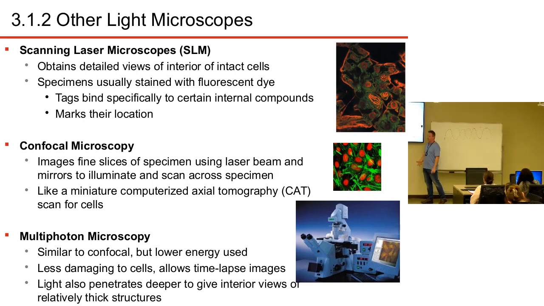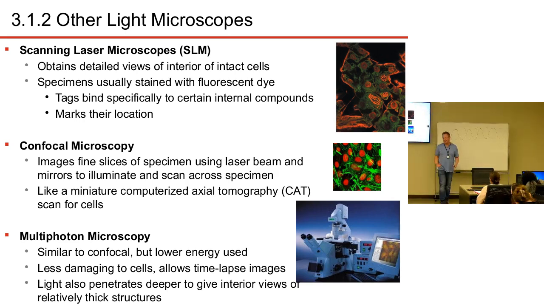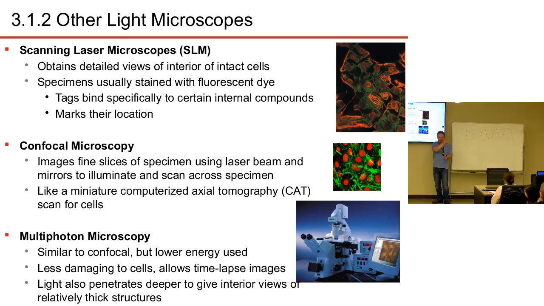Confocal microscopes are going to be using lasers and also fluorescent tagging. And what we can do with a confocal is it's similar to getting a CAT scan. We can actually look at individual slices of the cell, piece by piece by piece.